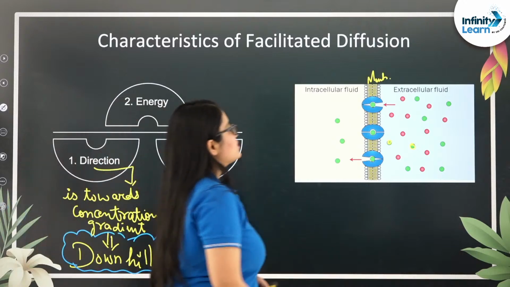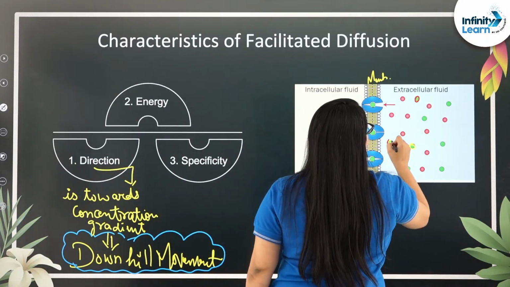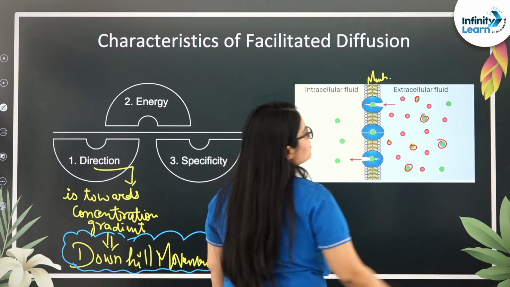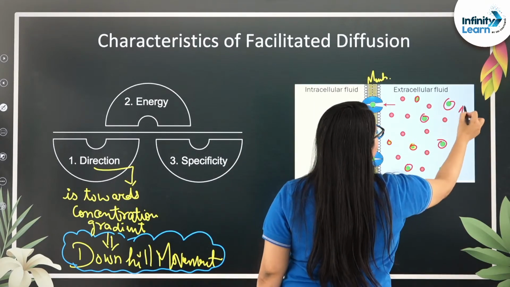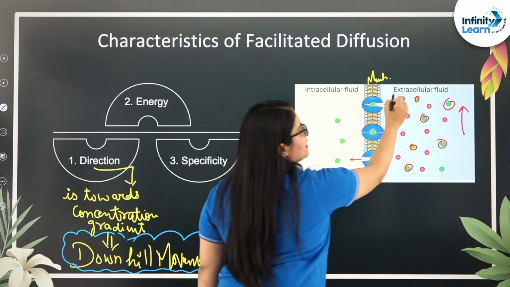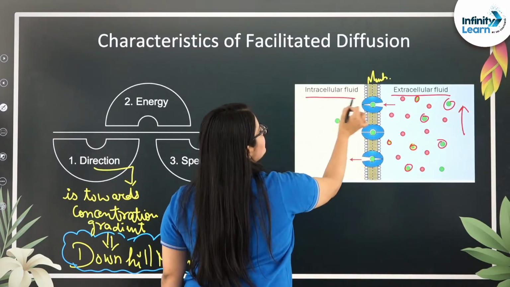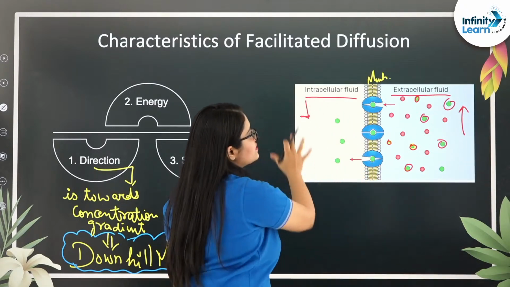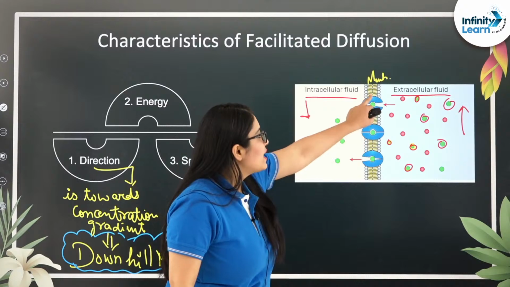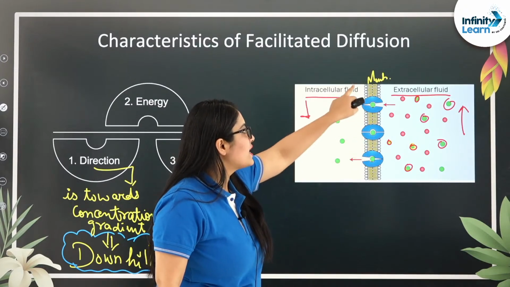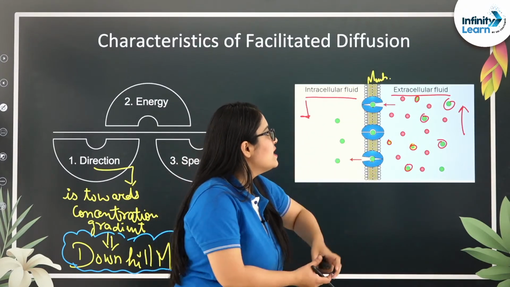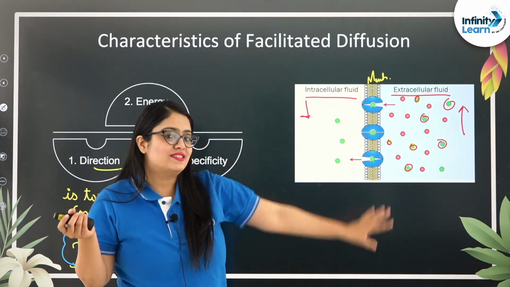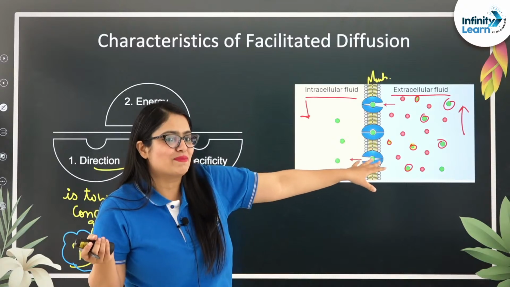There is a higher concentration of green molecules in this extracellular fluid, and there is a lower concentration of these green molecules towards this intracellular fluid, and with the help of membrane proteins, these green molecules, although I have circled it with a red ink, that doesn't mean that they have converted into red ones. Please remember this, okay?